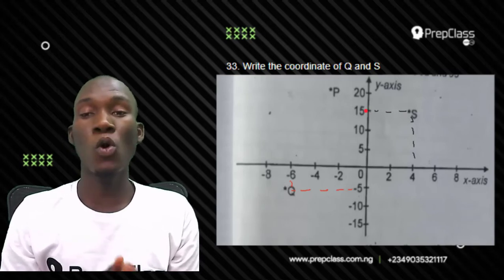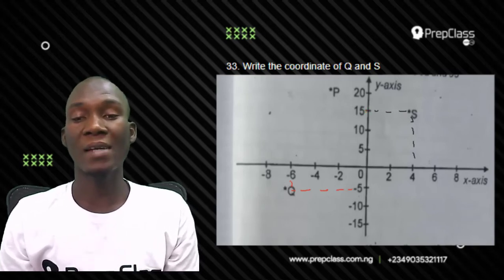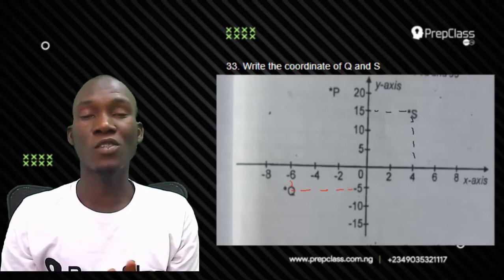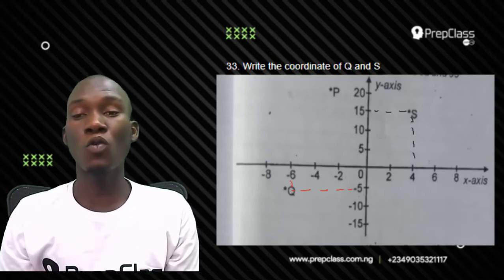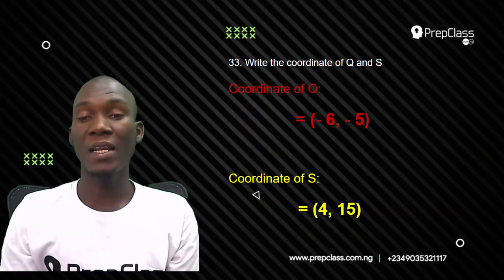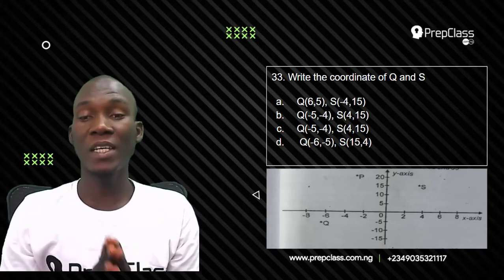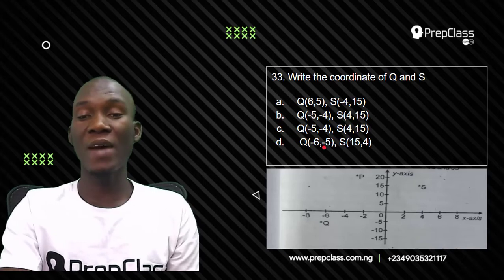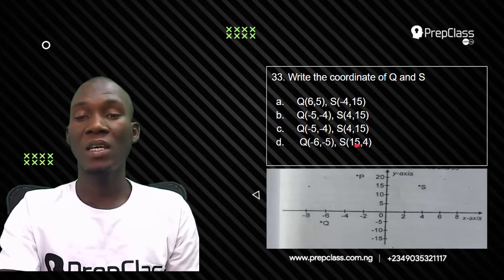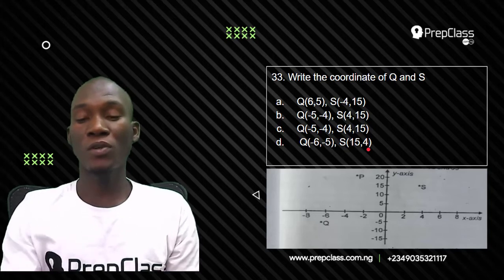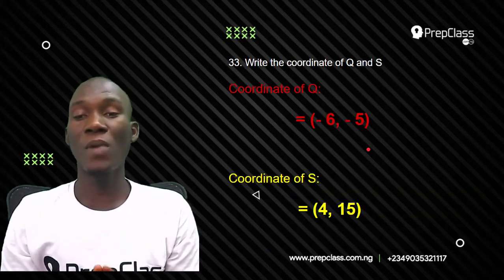So we've been able to get the coordinates of the points Q and X. Q is having the coordinates minus 6, comma, minus 5, and X is having the coordinates 4, comma, 15. And this is the right answer. So looking at the options, the right answer to this question is not in the options. Option D would have been the right answer if not for the fact that the coordinate of X was interchanged. That is, instead of having 4, comma, 15, it was showing 15, comma, 4. So the right answer is minus 6, comma, minus 5 for Q and 4, comma, 15 for X.